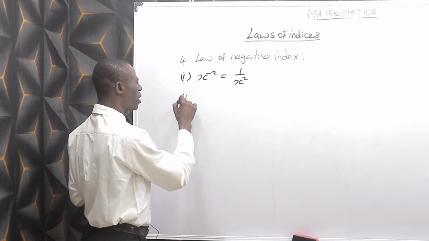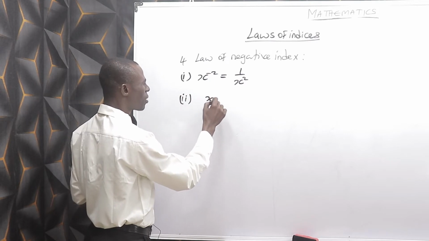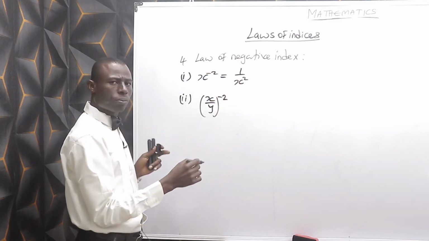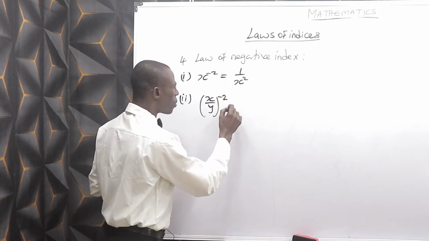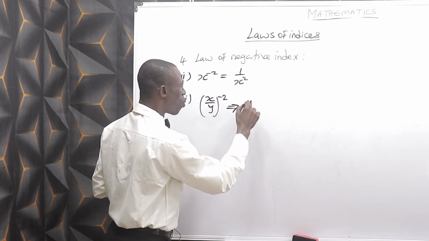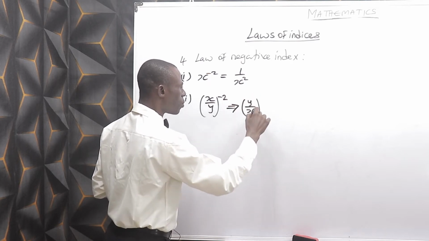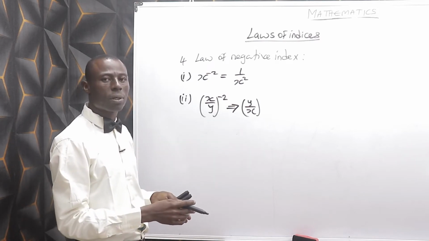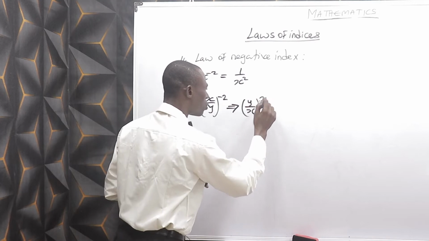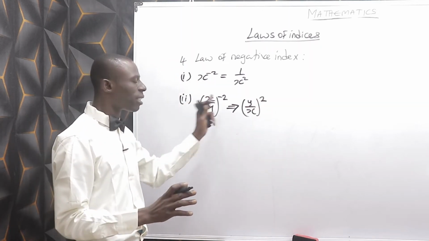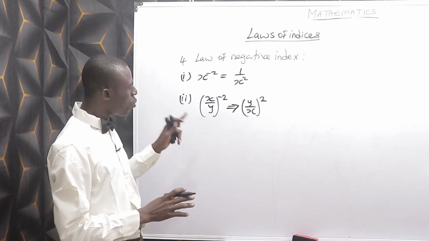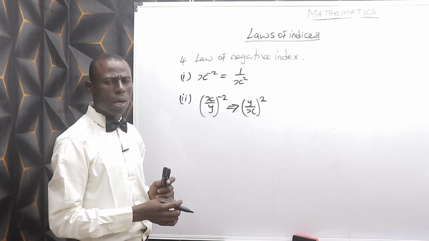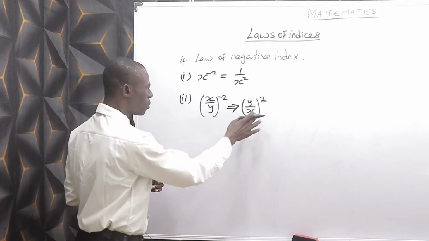What if it is a number like x over y, which is raised to power minus 2? It will be expressed as y over x. You find the reciprocal of x over y, which is y over x. And it will be raised to power 2, just 2. The negativity there disappears the moment you find the inverse of what is in the bracket. Am I communicating? So that is it.